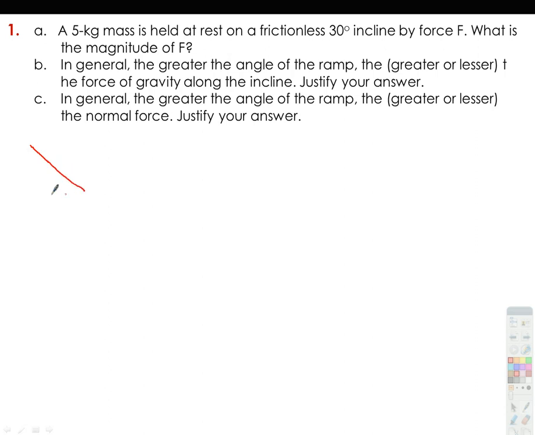Okay, so let us first draw our diagram. We know that it is an incline, and then there is a mass. Oh, sorry, it should be 30 degrees, not 18 degrees. There is a mass that is at rest, and it is held by the force F. We know that the force should be going this direction because if there is no force, the tendency of this one is going downward. It is frictionless, there is no friction.